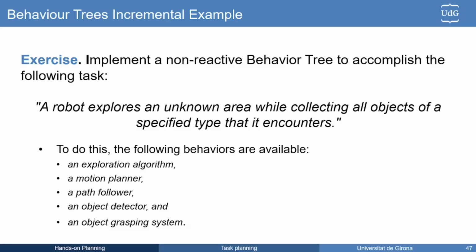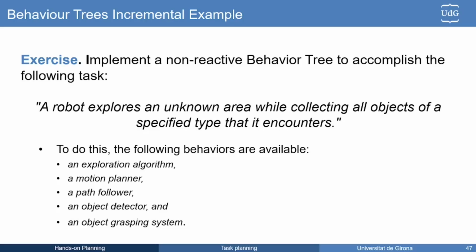The idea here is to implement a robot exploring an unknown area while collecting all the objects of a specific type that it finds, that it encounters. And to do that, we rely on the following behaviors. We have an exploration algorithm that just tells us which is the next best viewpoint that we should move to. Remember when we did the exploration topic, basically these algorithms propose the next best viewpoint in order to be sure that you have explored the full area.